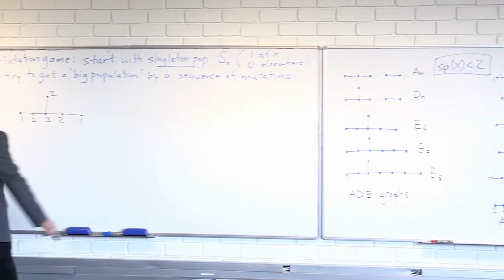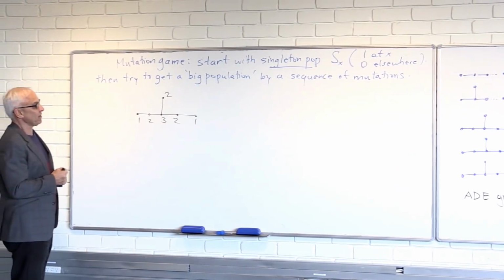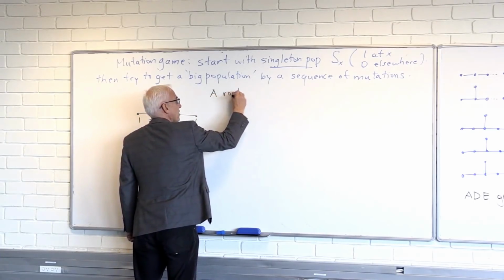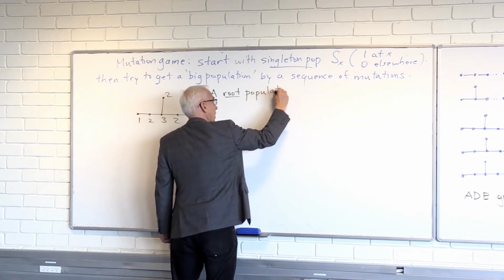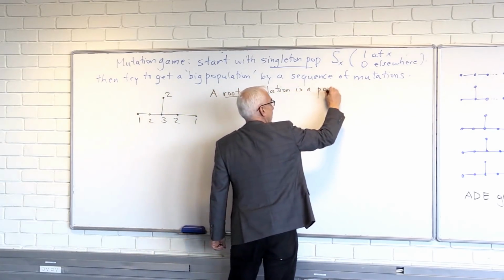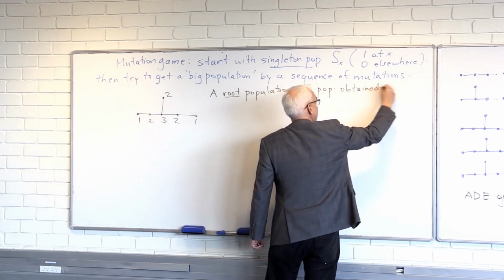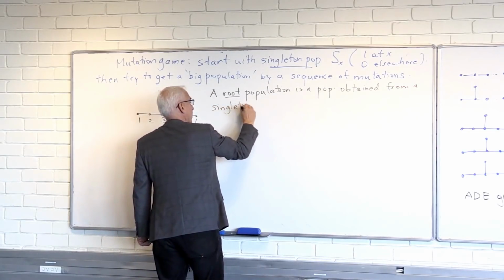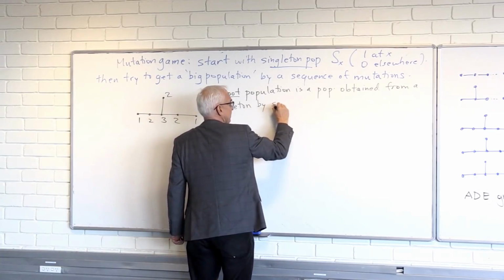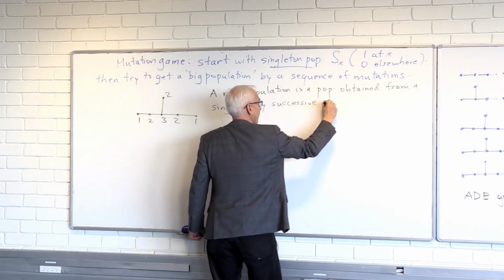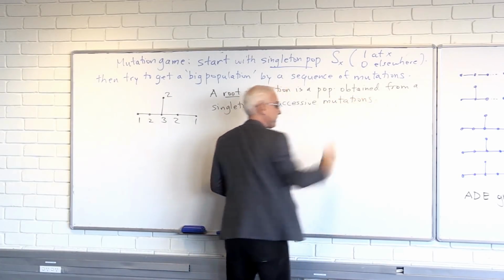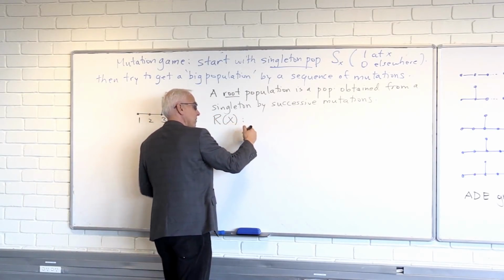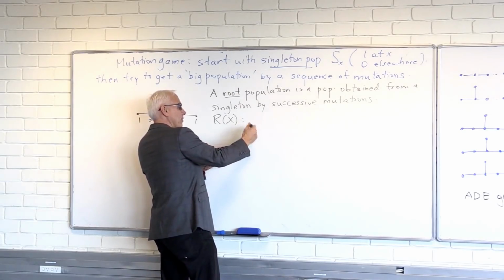Okay, so now there's a theorem, but to tell you what the theorem is, I'll just introduce a bit of notation. So we'll say that a root population is a population obtained from a singleton by successive mutations. And we'll let R of x be the set of, or the type of, root populations.